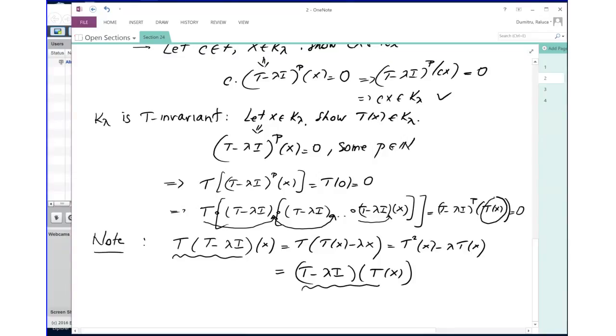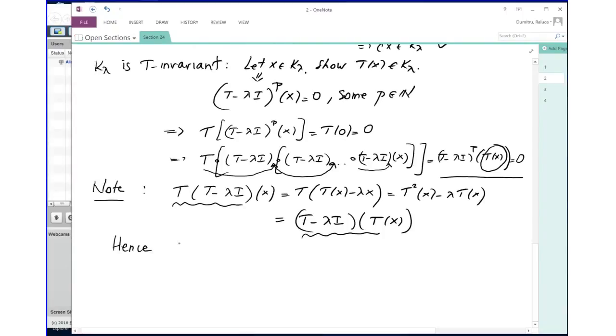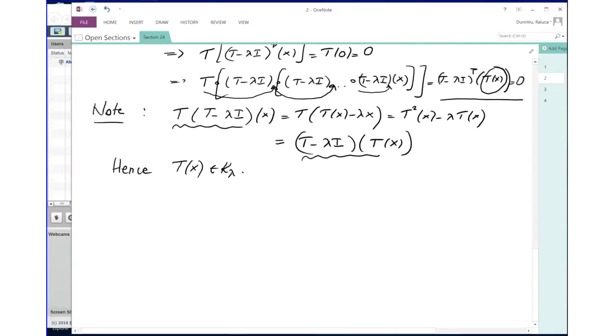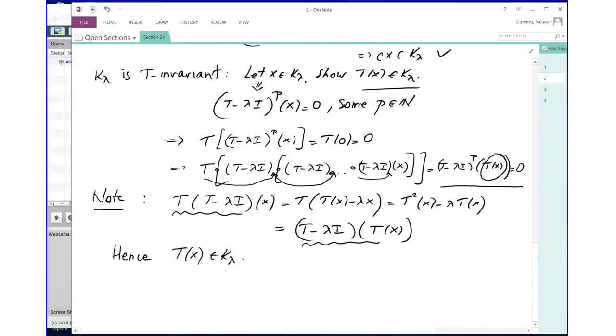T of x is in fact a vector with the property that there exists some positive integer p such that T minus lambda identity to the p of that vector equals 0. But that's the very definition of the generalized eigenspace. So the underlying equation there just tells me that T of x must be a generalized eigenvector. So that's exactly what we wanted, right? To show that K lambda is T invariant. Okay. So K lambda is a subspace, and is T invariant.